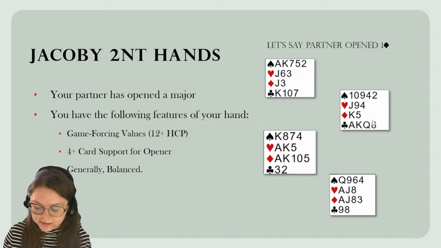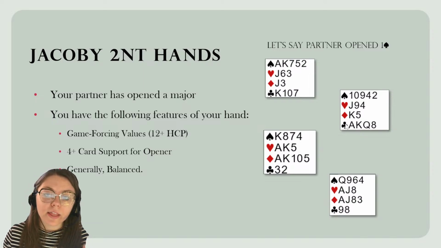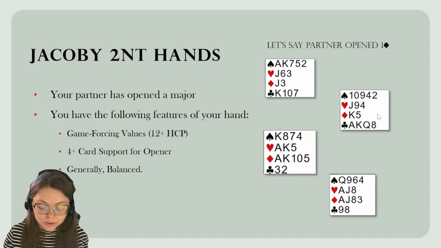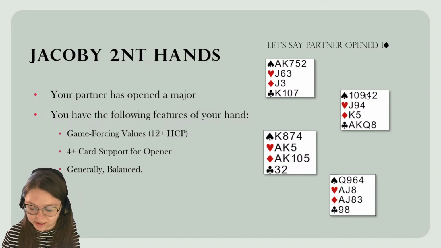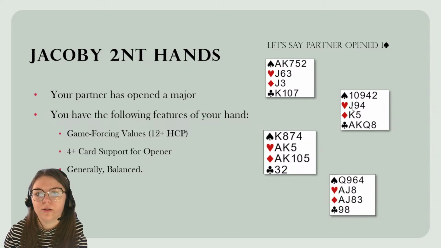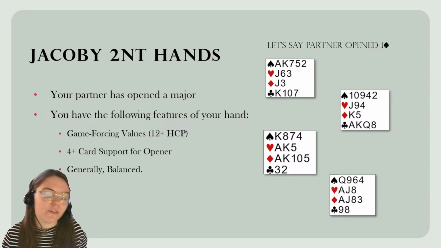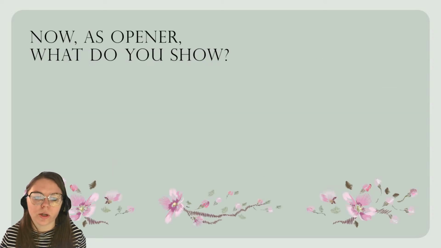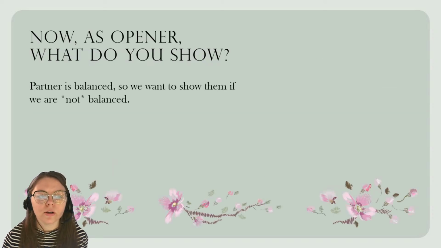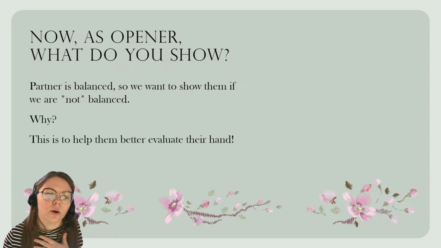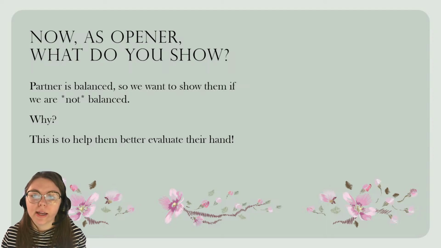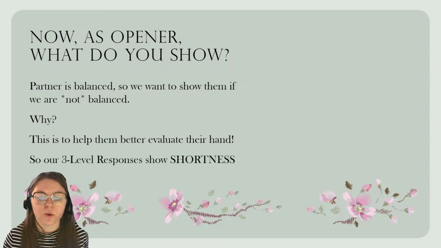In this hand here, if partner has a singleton heart, that's super helpful for us because now we aren't losing a bunch of hearts. We're only losing 1 or 0 hearts, which is really nice because right now it looks like we have 3 heart losers. So what we want to do is find out from partner if they have any shortness. Partner is either balanced or not balanced, so we want to show them if we are not. We want to help them better evaluate our hand, just like we were on that last slide. So our 3-level responses are going to be showing shortness.